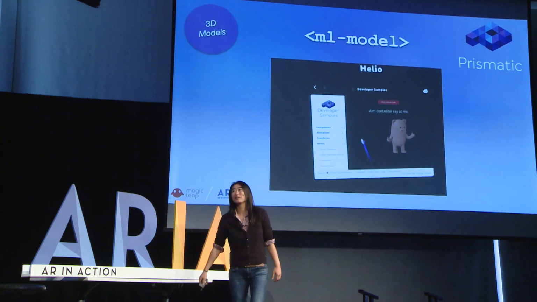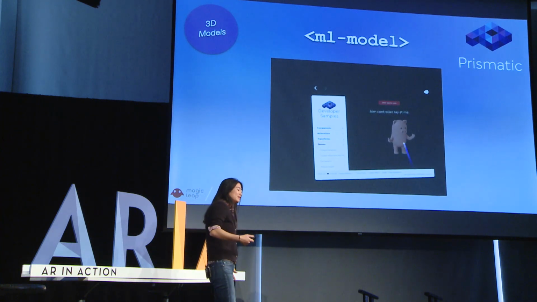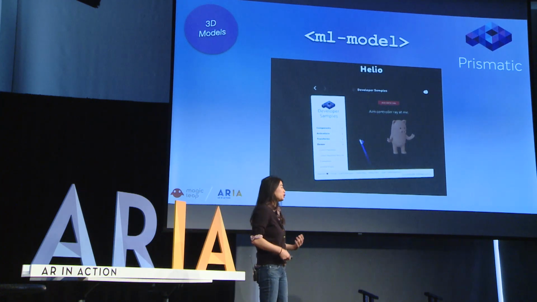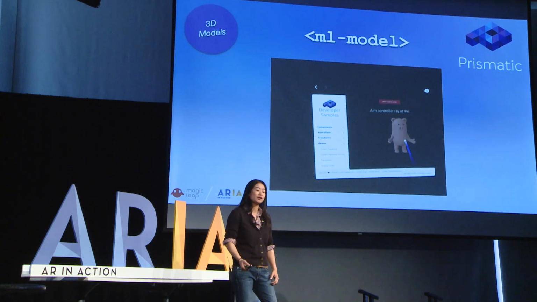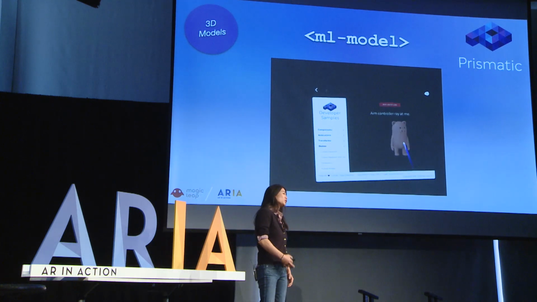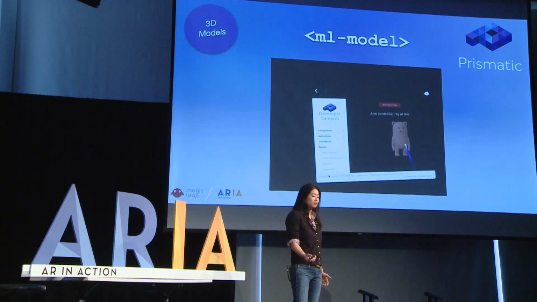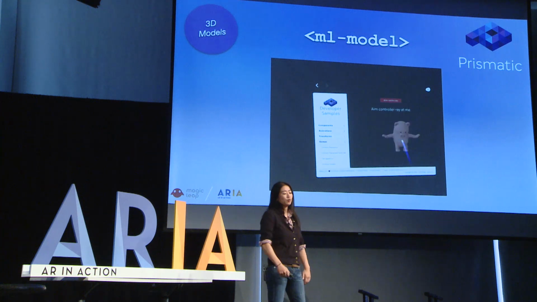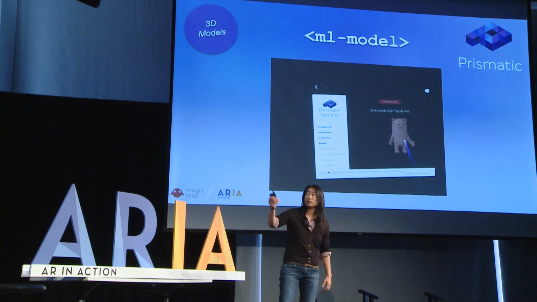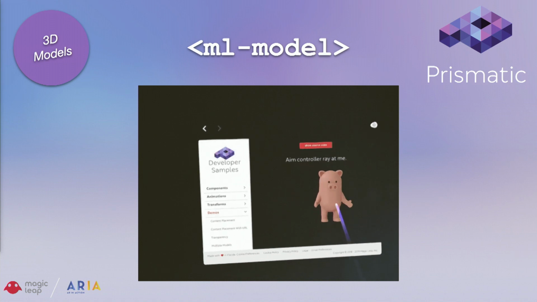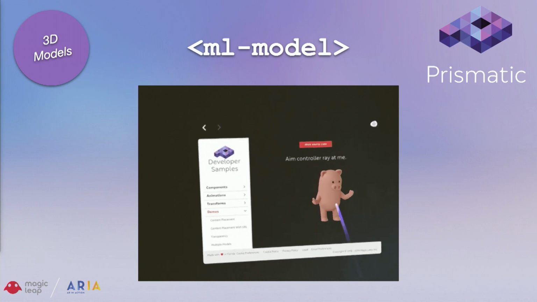The next thing I want to talk about is 3D models. So we wanted to make it as easy as possible to add 3D models to your web page. And we've done this with something called the Prismatic library. So Prismatic is an open source JavaScript library. So we open sourced it. It's released today. You can modify it as you wish. Which gives you a bunch of declarative tags, much like an image tag. We created an ML model tag to add any 3D model to your page.